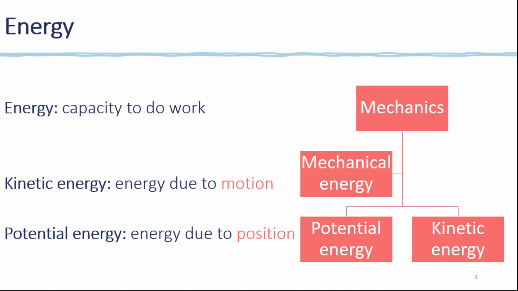Like work, energy is a term that has many meanings and definitions, but in mechanics, energy is defined as the capacity to do work. There are many forms of energy. There's heat, light, sound, chemical, but in mechanics, we're concerned primarily with mechanical energy, which comes in two forms: kinetic energy and potential energy. Kinetic energy is energy that's due to motion, whereas potential energy is energy that's due to position.